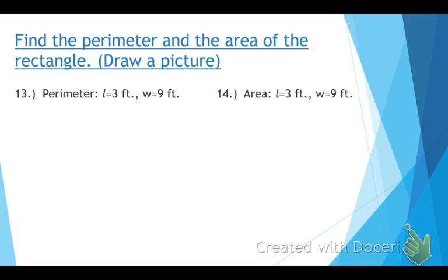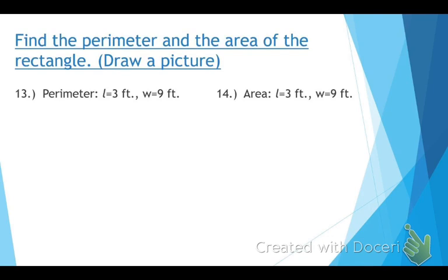The last two problems that you're going to need to know for your quiz say find the perimeter and the area of the rectangle, and it asks you to draw a picture. So once again, because it's asking you to draw a picture, please make sure you do that, okay? So let's look at number 13. We've got the perimeter here. It says 3 feet for the length and 9 feet for the width.